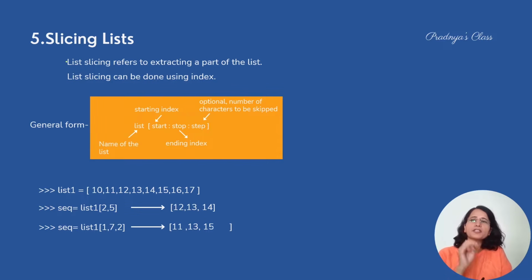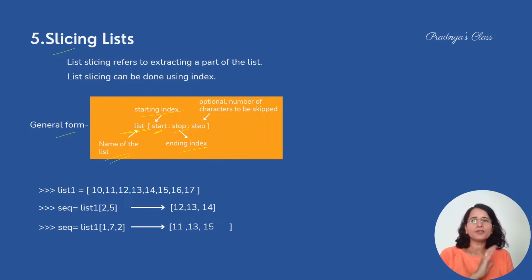The last operation is slicing a list. Slicing means extracting a portion of the list from the main list, and we can do this using the index. So here is the general form. First we have to mention the name of the list. Then we write the starting index. The second parameter is stop. It is the ending index of the list.